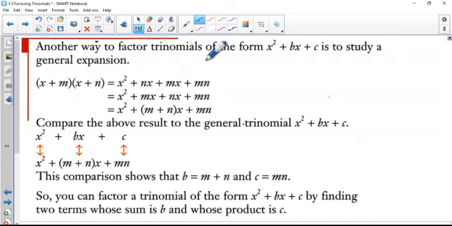There is another way, and we're going to look at that one in a second. Another way to factor a trinomial in the form of x squared plus bx plus c is to study a general expansion. So what they mean is we're going to take the general case of x plus m times x plus n. We all know how to do this now. We can use either the FOIL method, the table method, the chart method, or the algebra tiles method. So by expanding it, we get x squared plus nx plus mx plus mn. The middle terms have x in common, so when we factor that out, we're left with m plus n in brackets.